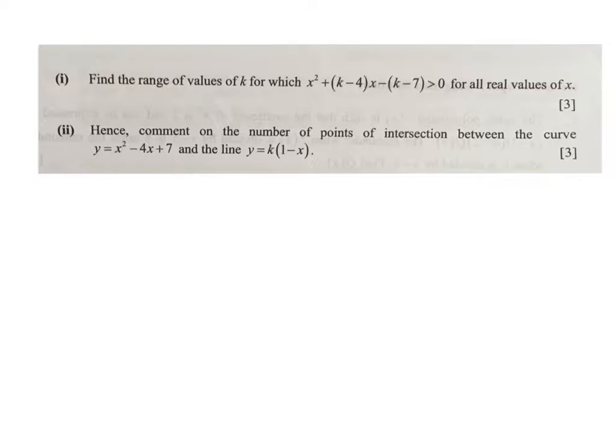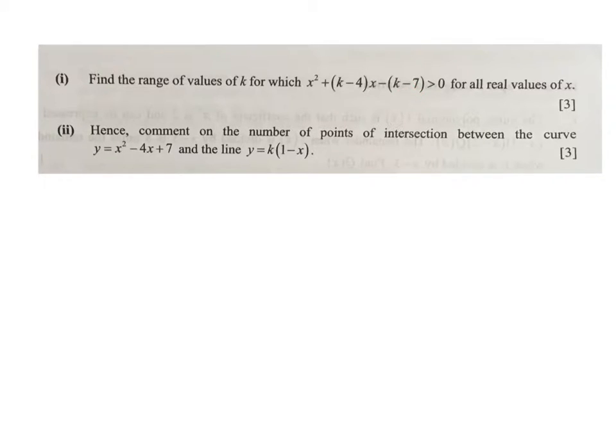Hi guys, I would like to find out the range of values of k for which x squared plus (k minus 4)x minus (k plus 7) is greater than 0 for all real values of x. This actually means that if we are talking about this function being greater than 0, it does not mean that the discriminant is greater than 0. So we have to differentiate between the function being greater than 0 and the discriminant greater than 0.